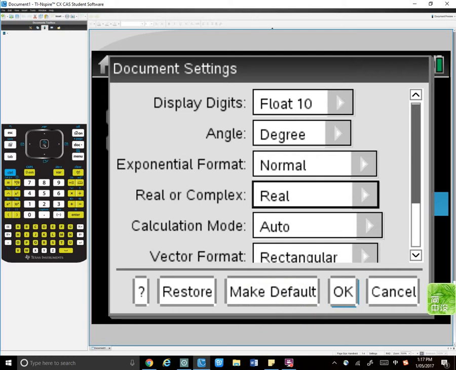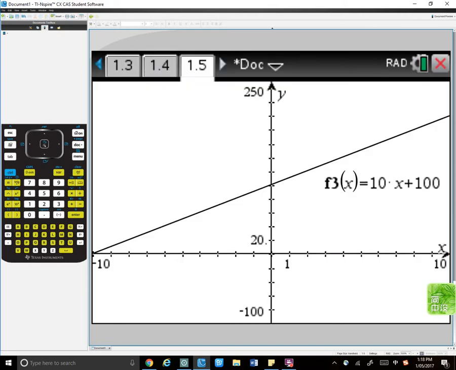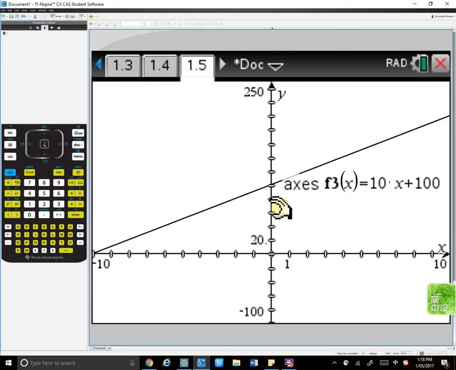But if you make it default, you don't need to change it every time. Okay, it's set for you there, unless you go to change it again. So I will press OK, and go back to the current page. Okay, so say you have a lot of windows.